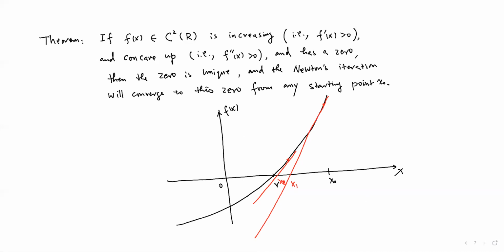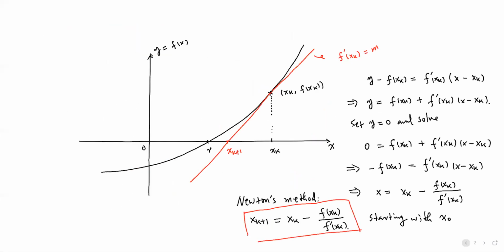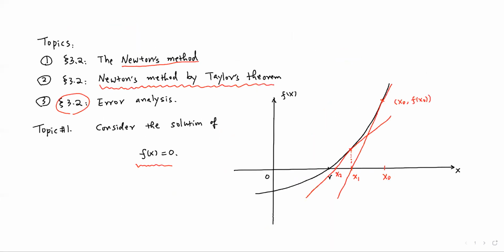This is topic 2. Now the third topic, error analysis. In this topic, I want to show that for Newton's method the convergence rate is order 2.